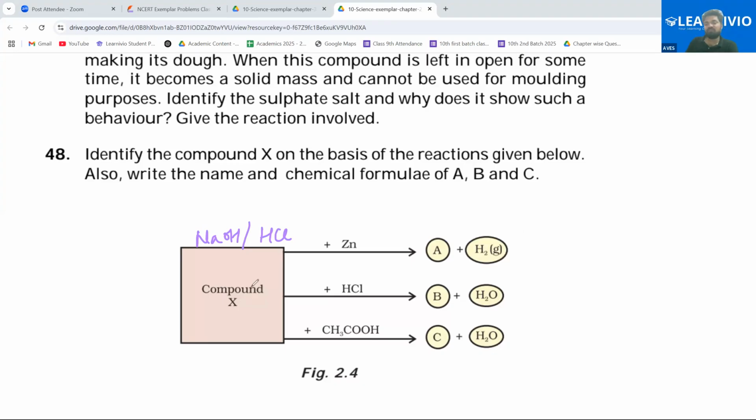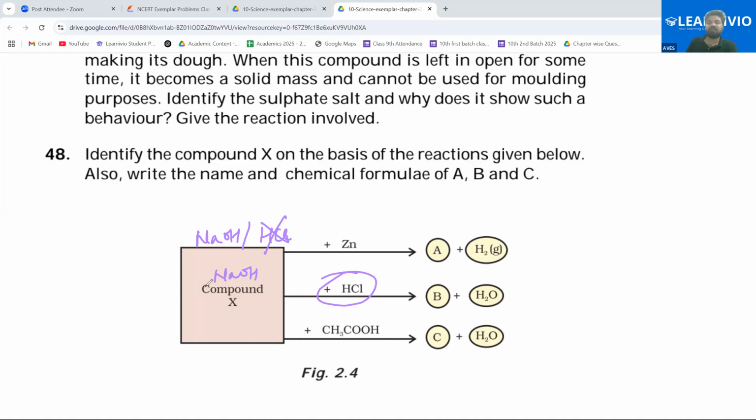Now for the second case, if we assume that X is HCl, will it react with HCl? No. Acid will not react. So we are sure that X is not HCl. It is NaOH. Okay. Got it?